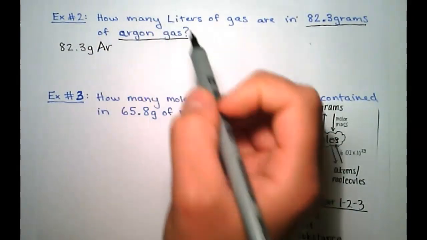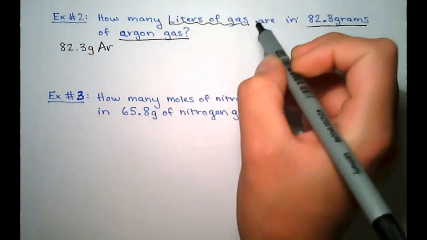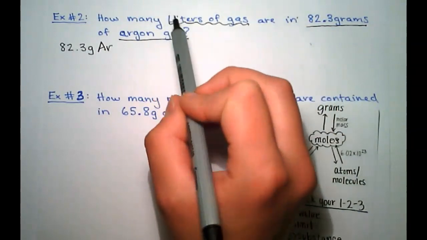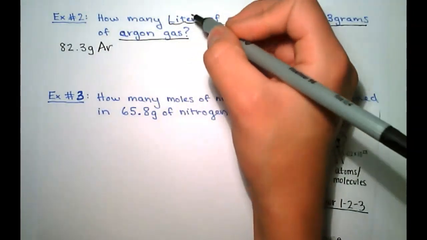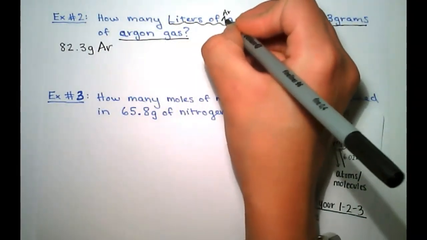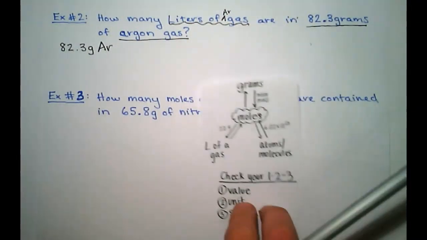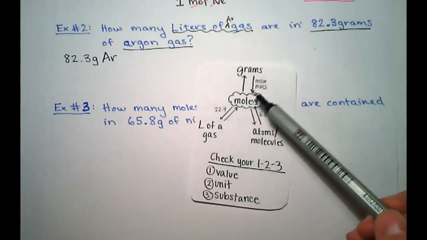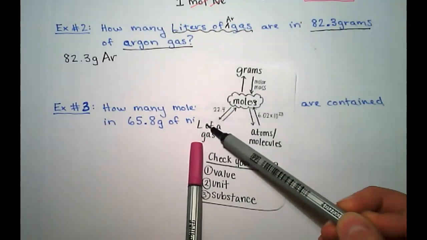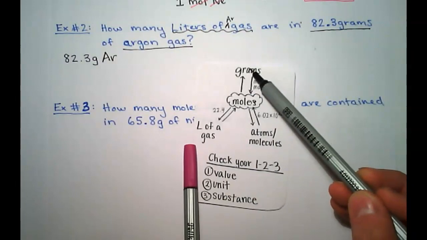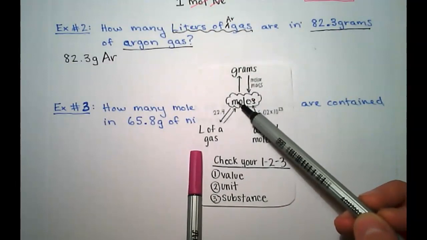Okay, and now I need to figure out where I'm going. So how many liters of gas? So it doesn't specify here that it's argon gas, but since the only gas mentioned in the problem is argon, I know it has to be argon gas, liters of argon, so I'm going to fill that in to remind myself. So I'm trying to get from grams of argon to liters of argon. So on my chart, I'm going to find grams of argon and liters, and see, that's going to be 2 steps. So I'm going to need 2 conversion factors to get from grams to liters. First one goes from grams to moles, and the second one goes from moles to liters.